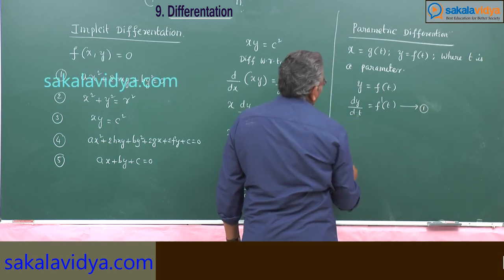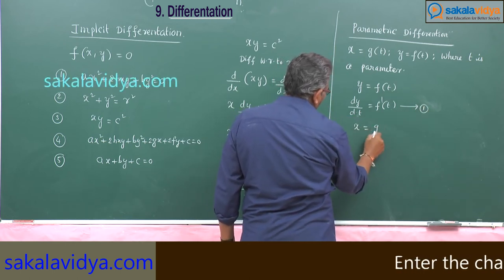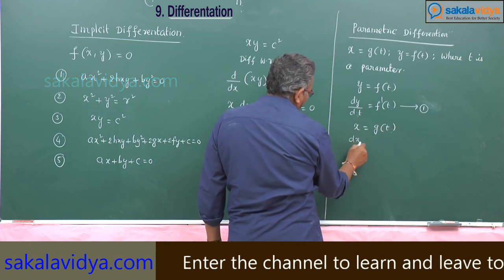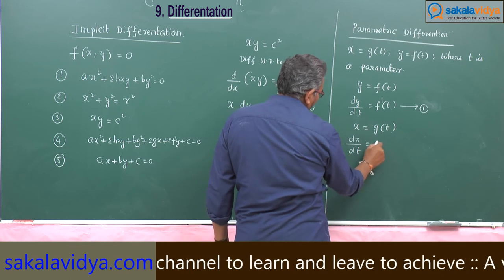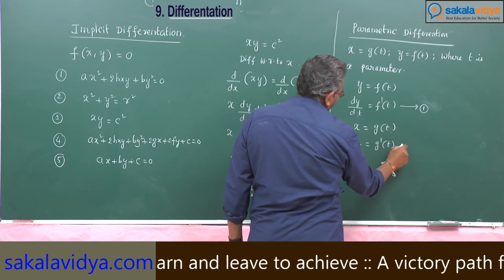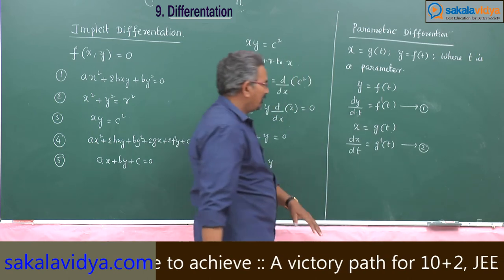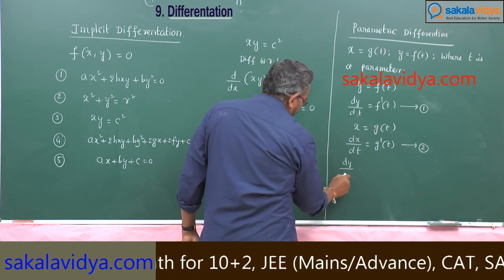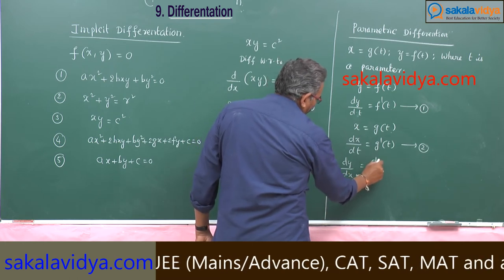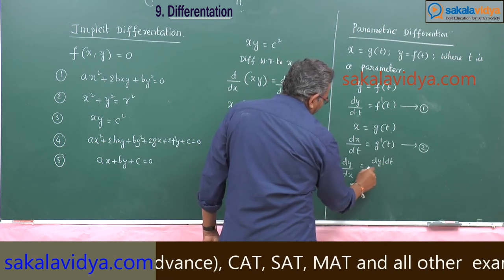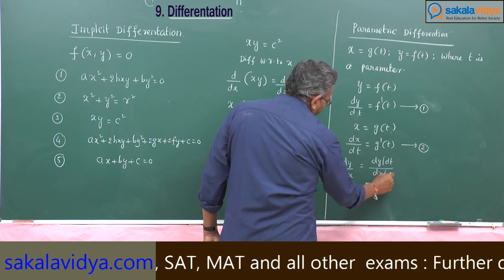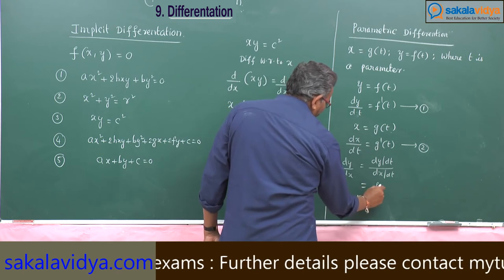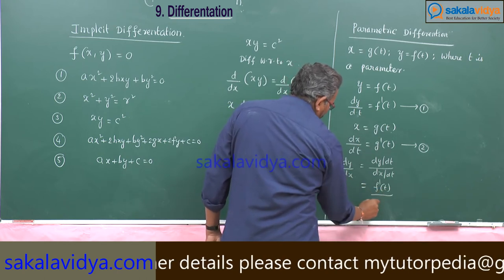Take x is equal to g of t. Differentiate with respect to t. dx by dt is equal to g dash t, say 2. Now divide 1 by 2. That means dy by dx is equal to dy by dt divided by dx by dt. So that is equal to f dash t by g dash t.